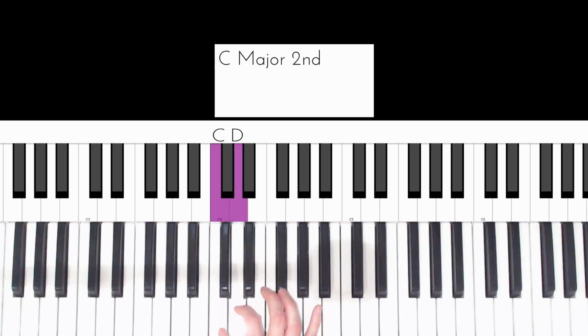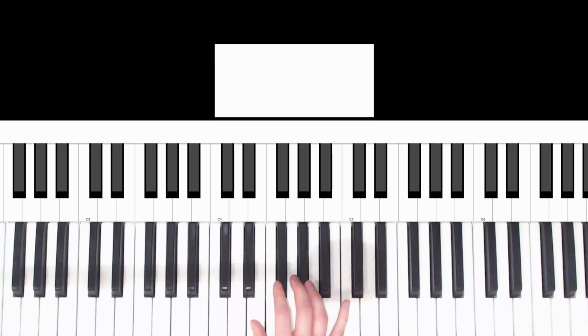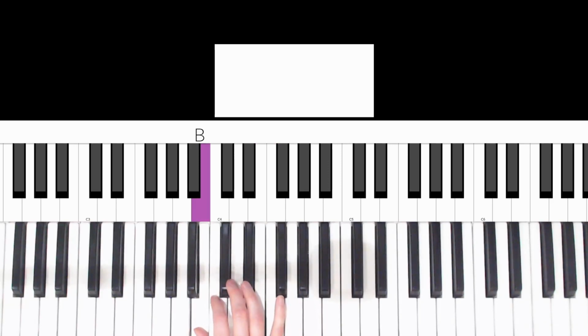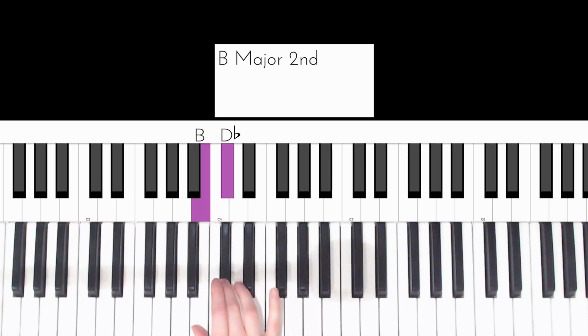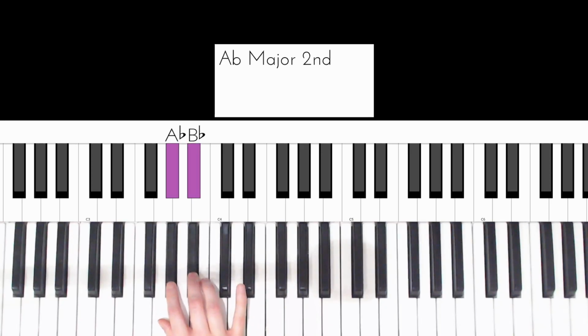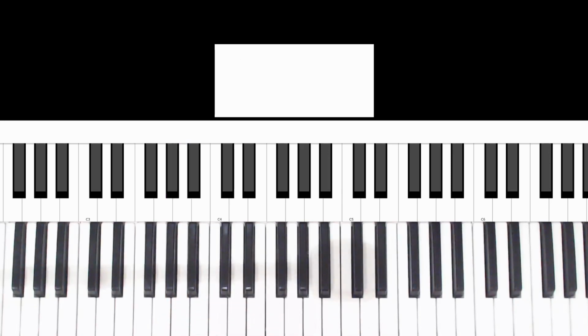Now, if that was my root here, how about if my root was E? Well, I just have to go up 2 half steps, major second. How about if my root was B? Or if my root was A flat? And you might notice that they all do sound the same, even though they're being played at a different point. And that's because the interval again is the same between them.